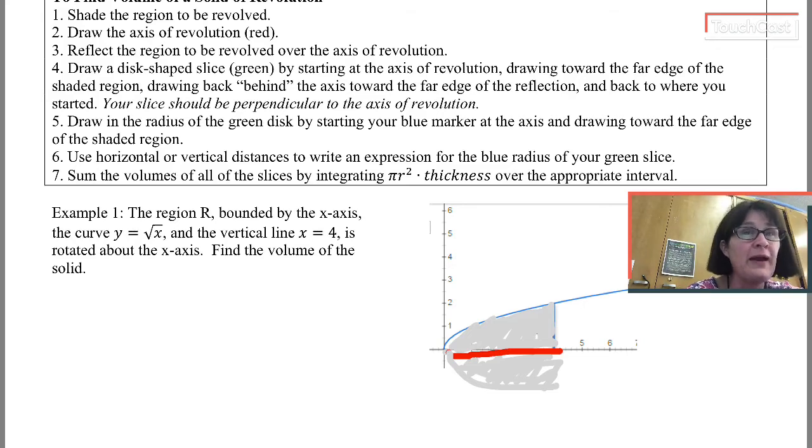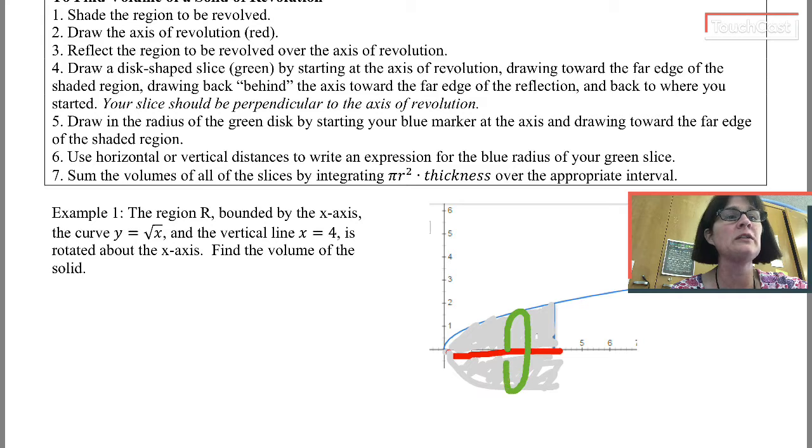So I'm going to start my green pen on the axis of revolution. I'm going to draw toward the boundary of my original region. So my original boundary was this graph y equals square root of x. So I'm going to start at the axis of revolution. I'm going to draw toward the boundary. I'm going to draw it back around behind the axis of revolution and back up to meet. So that doesn't look like a circle because I'm trying to draw it with perspective. But if you imagine taking that slice out and looking at it, the face of the slice would be a circle, but the slice would have a thickness.